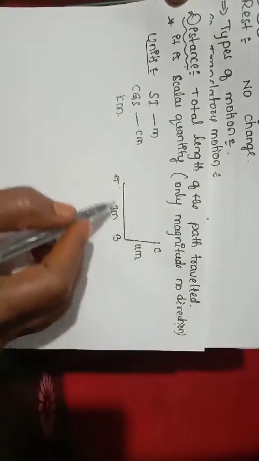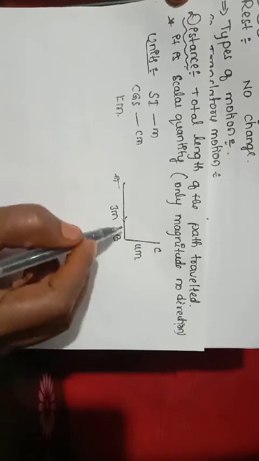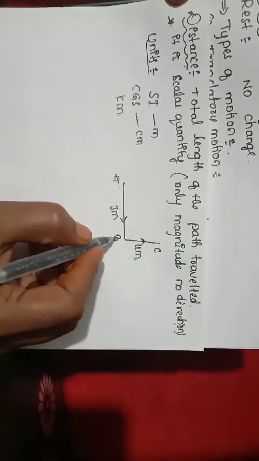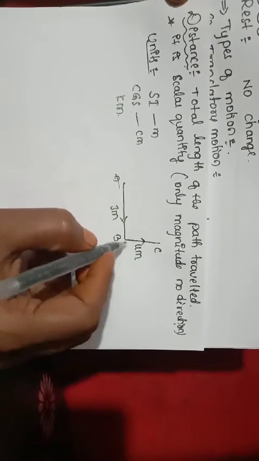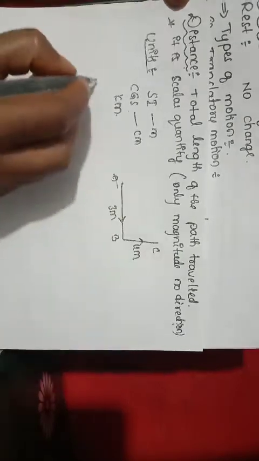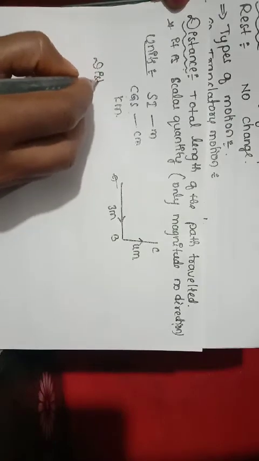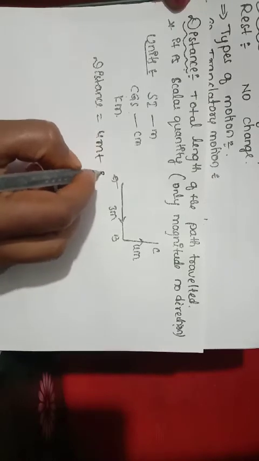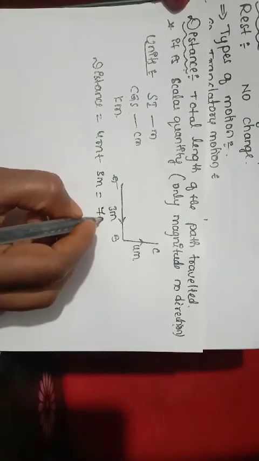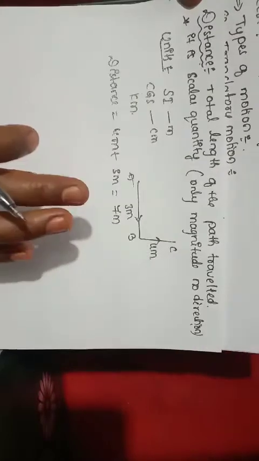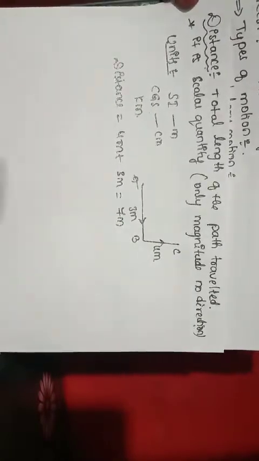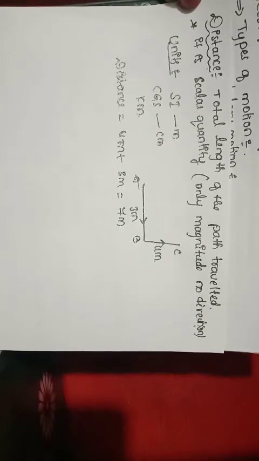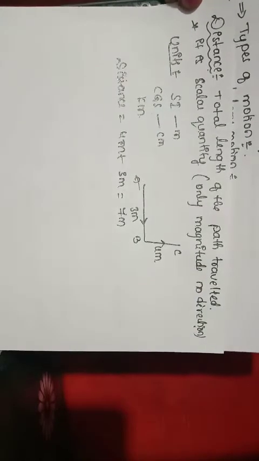Try to consider this example. A person is moving from A to C. The distance between A and B is 3 meters, and B to C is 4 meters. So distance is equal to how much here? 4 meters plus 3 meters, total 7 meters. This is the distance traveled by this particular person. So what is distance? Total length of a path traveled, a scalar quantity, SI unit meters. So this is about distance.